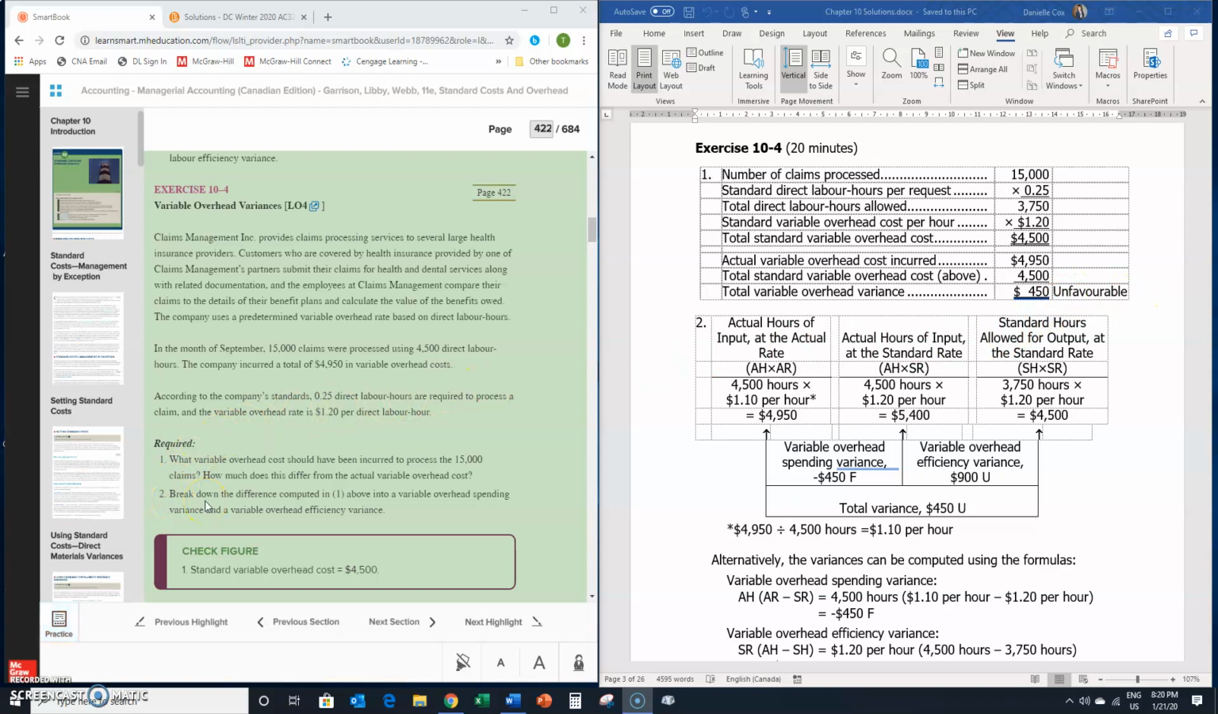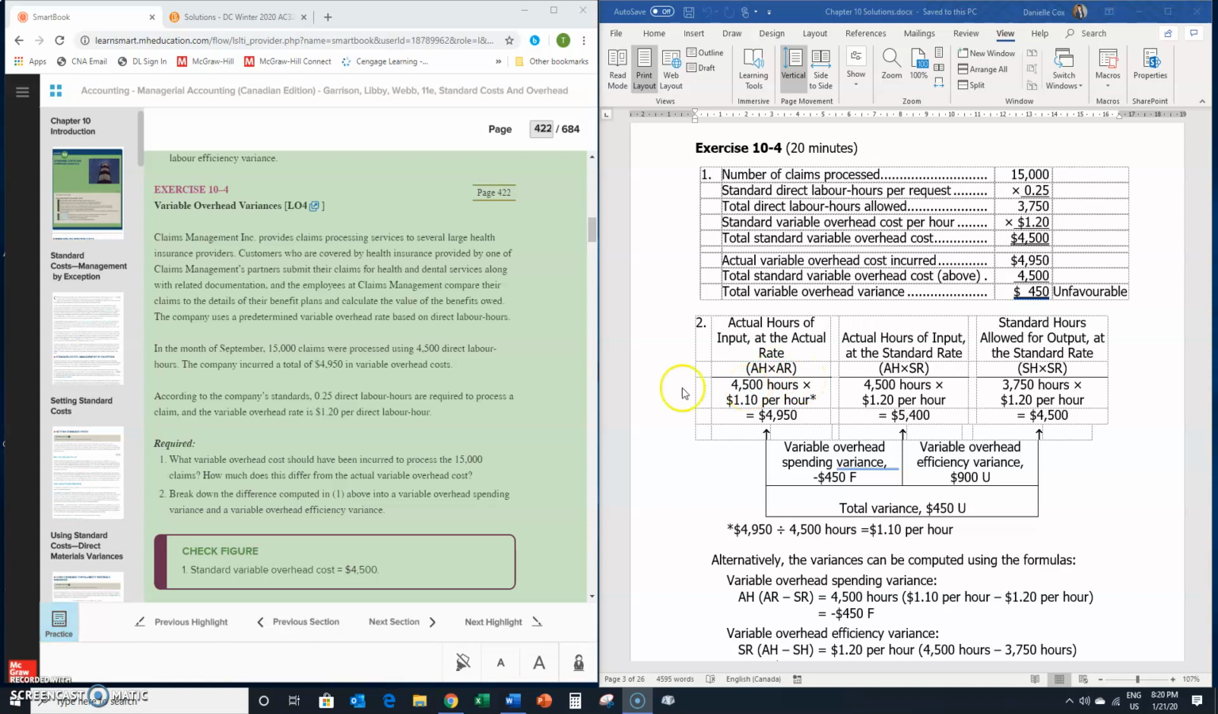In part 2, break down the difference computed in part 1 into a variable overhead spending variance and a variable overhead efficiency variance. Okay, so again, just like the exhibits, I think exhibit 10-7 might be the example for this one. So first we have to calculate these three amounts, and then we use those again to get our spending variance and our efficiency variance. So the first one is actual hours times actual rate.